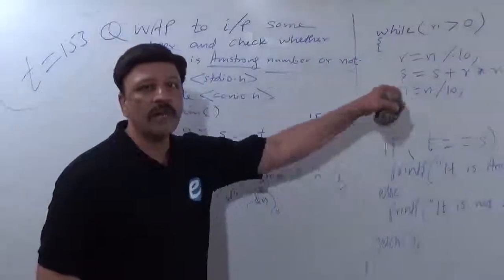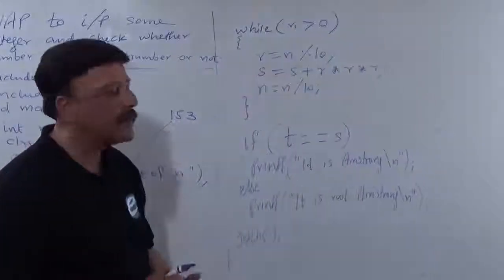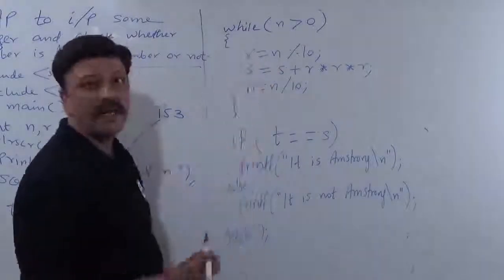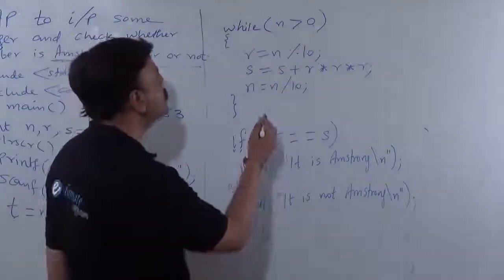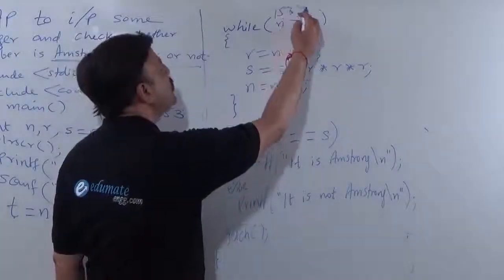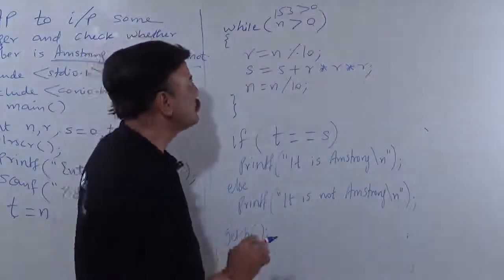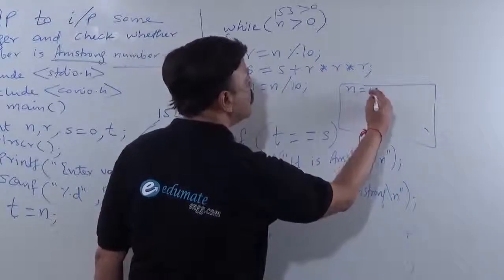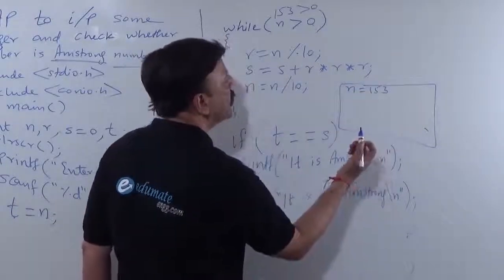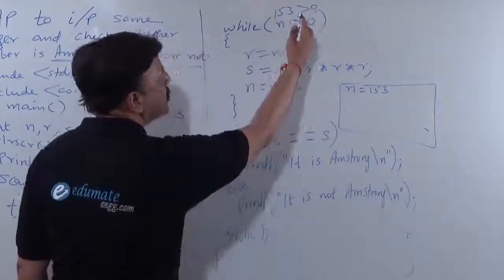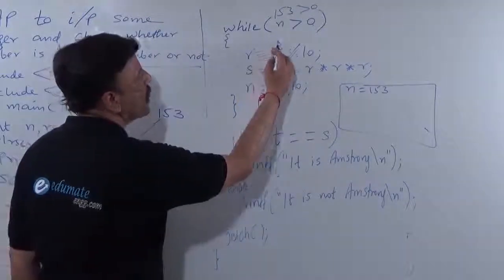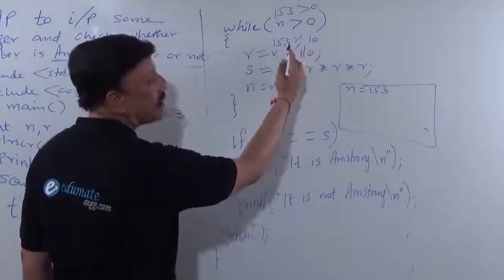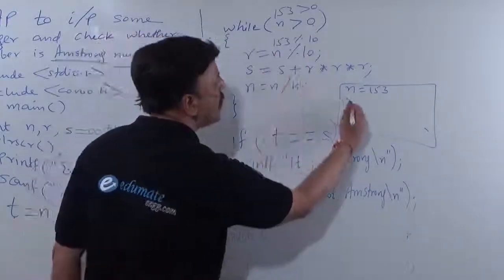Here we go, next part of the program, the core of the program. Now let's use the same loop, while n is greater than 0, as in the previous videos. 153 is greater than 0, true condition. I'll make some working here. n is 153. As n is greater than 0, r is computed as 153 % 10, the last digit. 153 % 10 is 3. So r is 3.